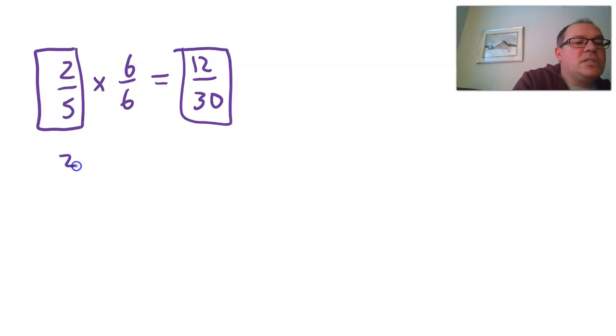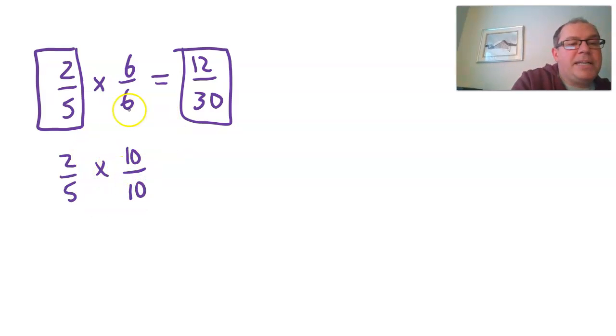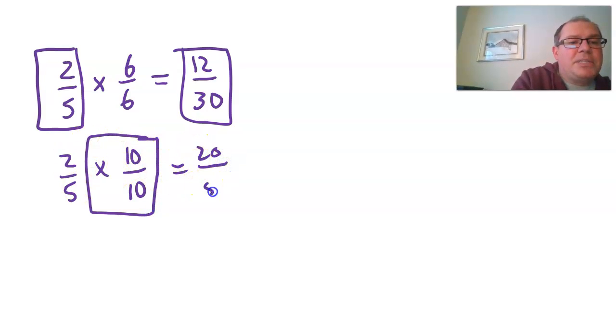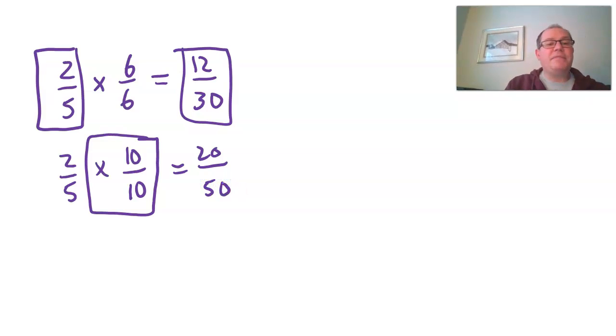A really easy one is, of course, multiply by 10 divided by 10. Again, 10 divided by 10 is 1, so I'm not changing the value of the fraction. 2 times 10 is 20, and 5 times 10 is 50. So 20/50 is the identical number to 2/5. They're the same value. Okay, so now we're going to look at how we can use this to help simplify fractions. And basically, it's going backwards.